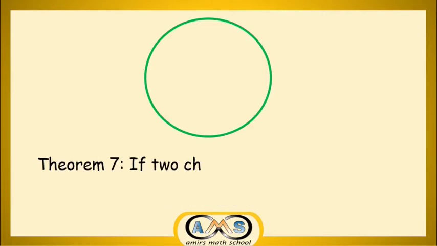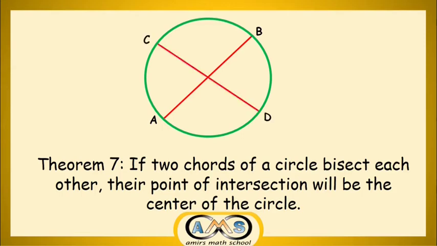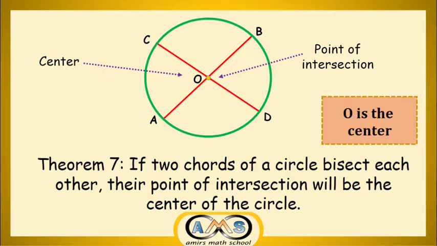Then theorem number 7. If two chords of a circle bisect each other, their point of intersection will be the center of the circle. If we draw two chords, AB and CD, these two chords intersect at this yellow point. That is, this yellow point indicates the point of intersection for chords AB and CD. If chords AB and CD bisect each other at this point, then this point indicates the center of the circle. In that case, OA, OB, OC, OD all are the radius of the circle. We can say O is the center of the circle.